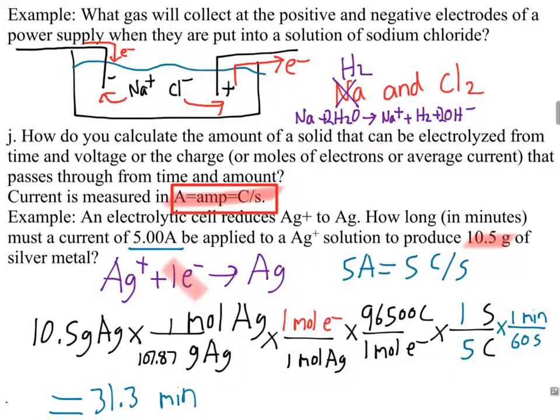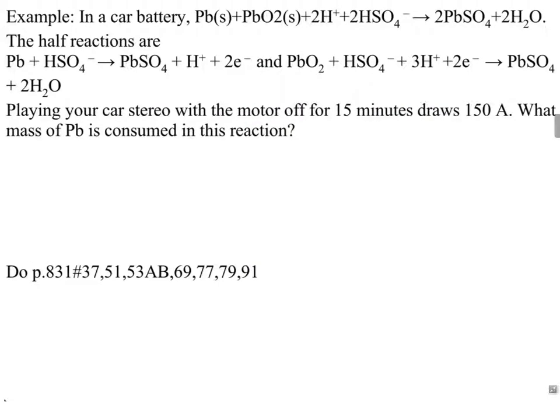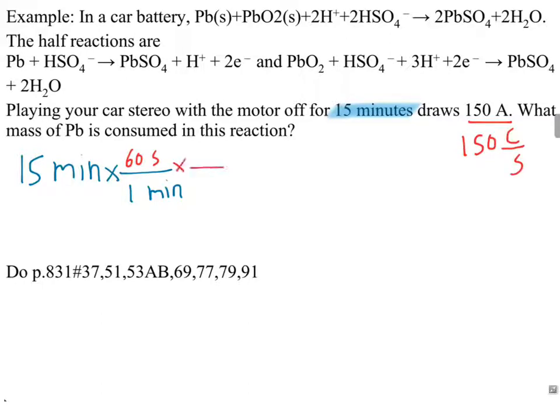Let's do another example. Last one. This one gives you time and amps and asks for mass. Again, these problems are easiest if you start with mass or time, so start with time. I'm asking myself, what should I convert to from minutes? Well, I have amps. Amps are coulombs per second. So let's go ahead and convert to seconds. Then I can use my amps conversion, which is 150 coulombs is 1 second.